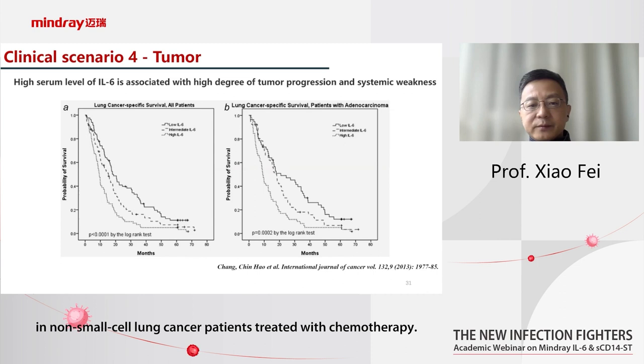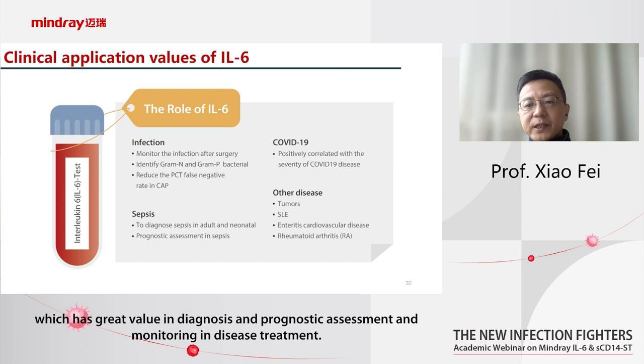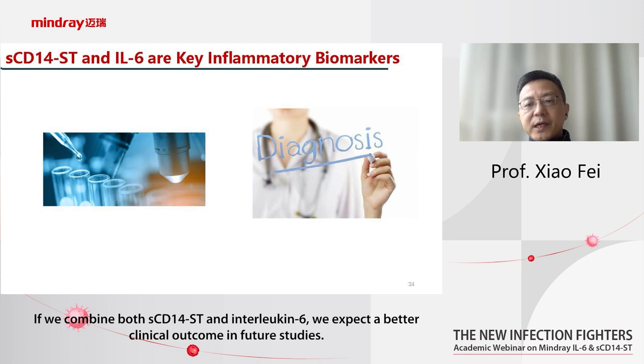In concluding, interleukin 6 is an important biomarker for infection, sepsis, COVID-19, and other immune-related diseases, even tumors, which has a great value in diagnosis and prognostic assessment and monitoring in disease treatment. If we combine both sCD14-ST and interleukin 6, we expect a better clinical outcome in future studies.